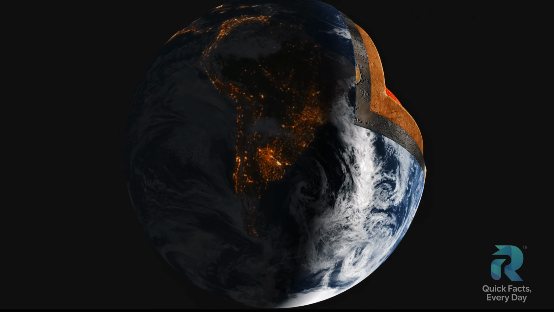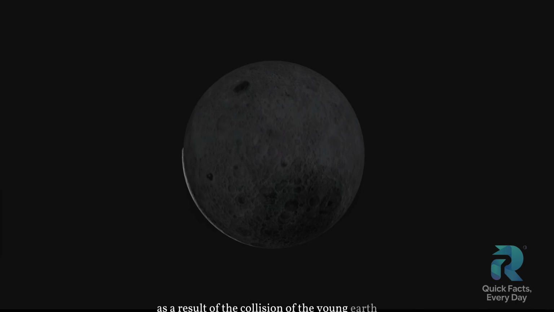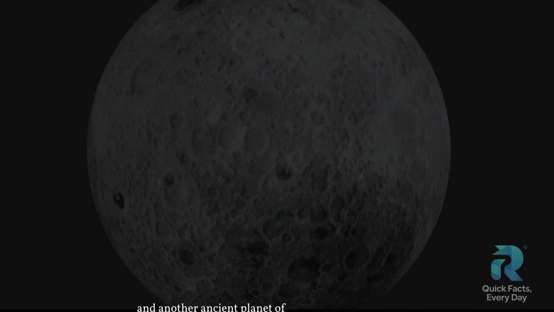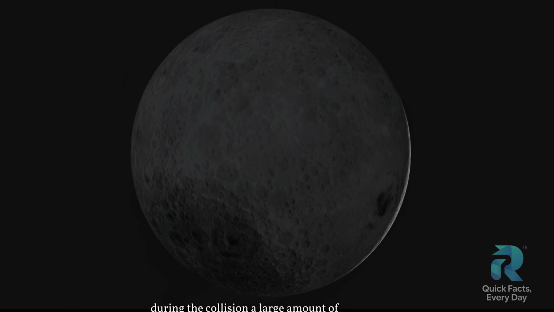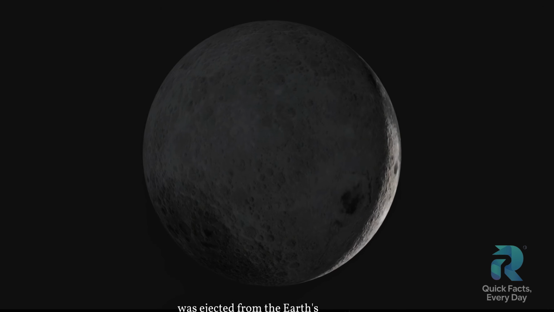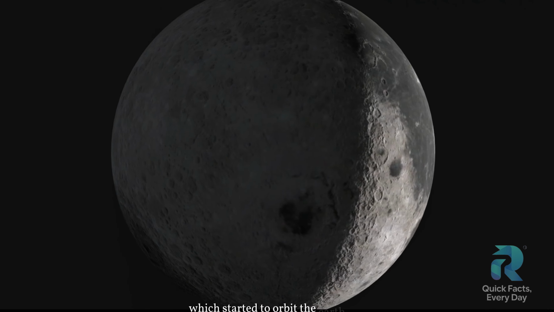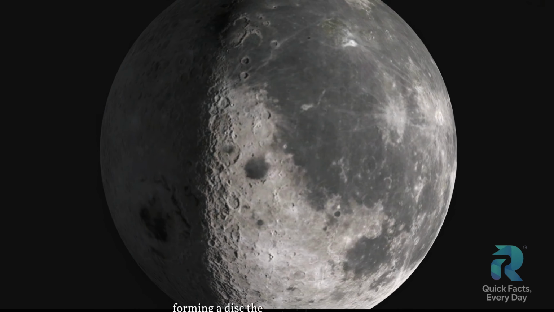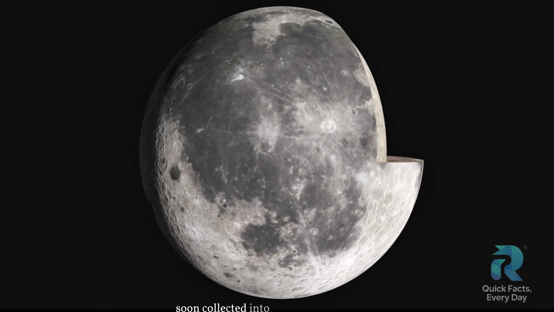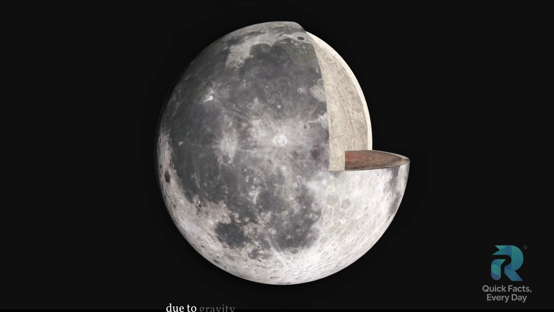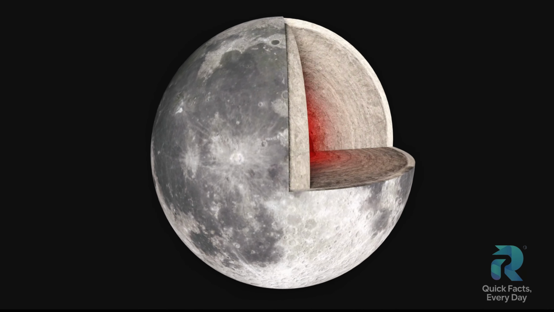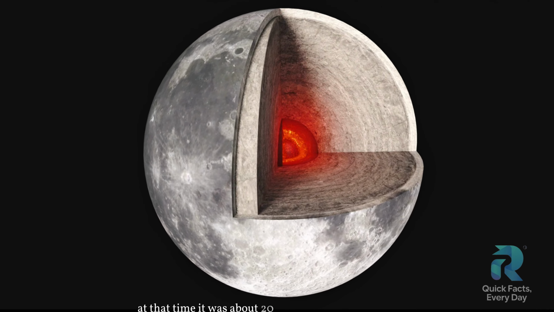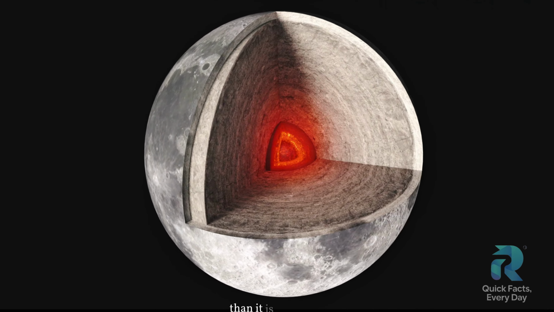The Moon was formed not long after the formation of the planets, as a result of the collision of the young Earth and another ancient planet of about the size of Mars. During the collision, a large amount of material was ejected from the Earth's mantle, which started to orbit the Earth, forming a disk. The material of the disk soon collected into a spherical shape due to gravity, and the Moon was formed. At that time, it was about 20 times closer to the Earth than it is today.